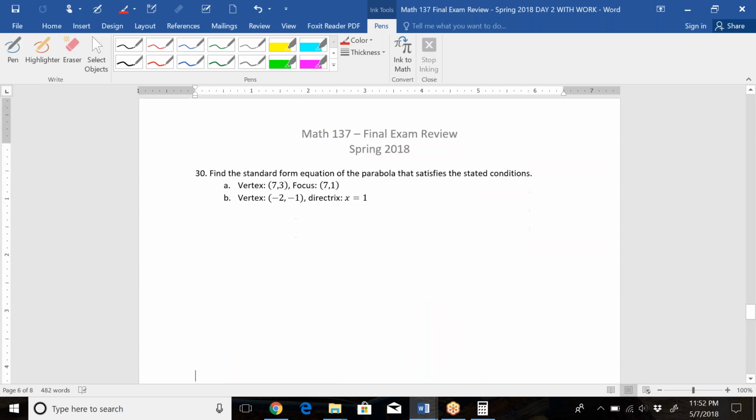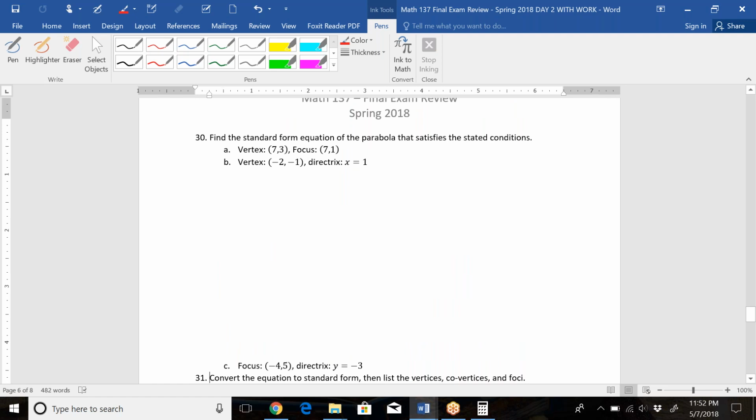Okay, let's look at number 30. It says find the standard form of the parabola that satisfies the stated conditions. Remember, parabolas can either be of the form x minus h squared equals 4p times y minus k, or y minus k squared equals 4p times x minus h. Depends on their orientation. So we can tell that usually by looking at this. So it looks like this is an x equals 1 for your directrix. Sometimes it helps if we just draw that out. So here's 1. My directrix is vertical.